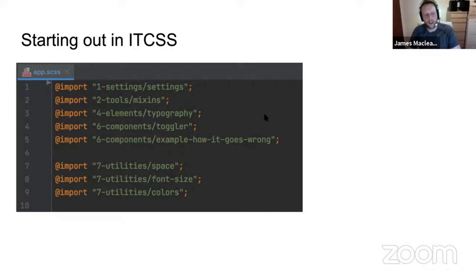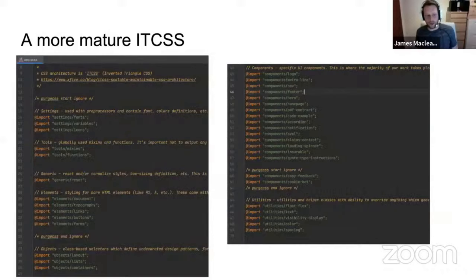But as the project grows, you can see some of the areas don't grow at all, like the reset. You're going to have multiple resets going on. And the settings level is really unlikely to grow further than those three files. And our objects has only ended up with three files, and again, it's unlikely to grow past that. The components section has got lots of things in it, which is expected, and that's where most of the work is done. And we've also got a few more utilities, which I'll get into later.